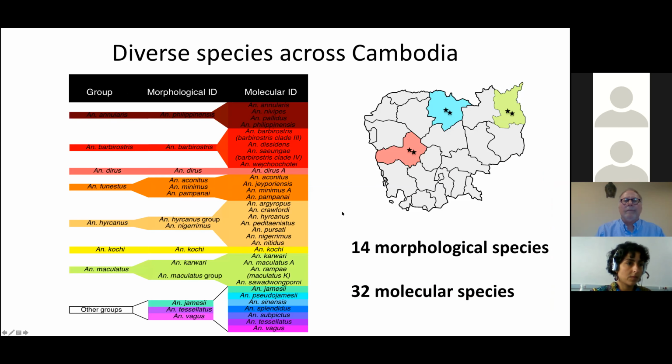When we look at those molecular identifications, we find that the 14 morphological species that we had collected over that year are in fact at least 32 molecular species, so multiple representatives of different species complexes and representing 12 different major groups of anophelines.